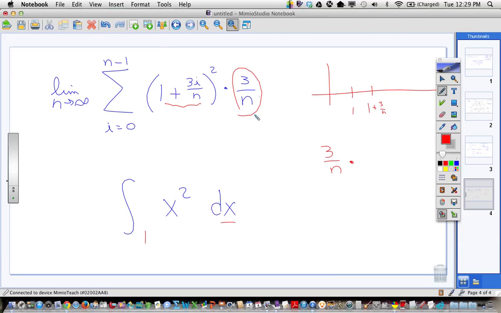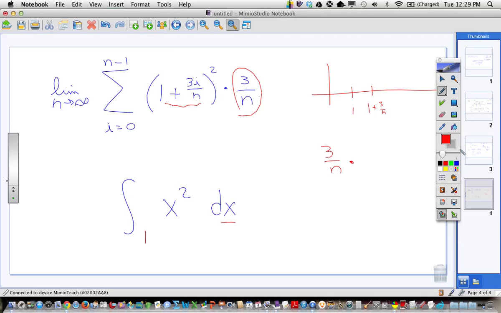Take 3 over n. Is that what you were saying? I mean, take the width times how many subintervals? Well, how many do you have here? Isn't there n? When you go from 0 to n minus 1, how many is that? When you go from 0 to 9, how many is that? 10. 0, 1, 2, 3, 4, 5, 6, 7, 8, 9. You go from 0 to 9, that's 10 terms. So you go 0 to 99, that's 100. You go 0 to n minus 1, that's n.